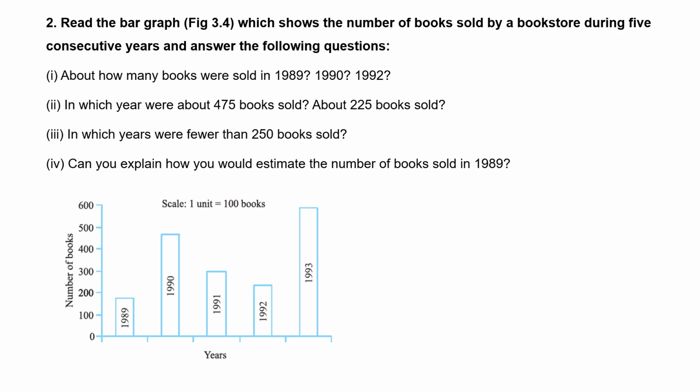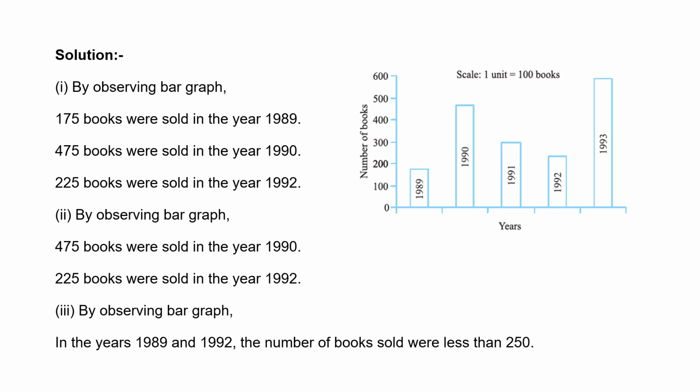Let us solve one by one. First is about how many books were sold in 1989, 1990 and 1992. 1989, this is nearing 200 but less than 200, that is 175 books. How 175? In the last question I'll explain. 1990, this is also almost around 475. You know, children, how to read the bar graph. Okay, then 1992, this is more than 200 but less than 250, around 225 books.